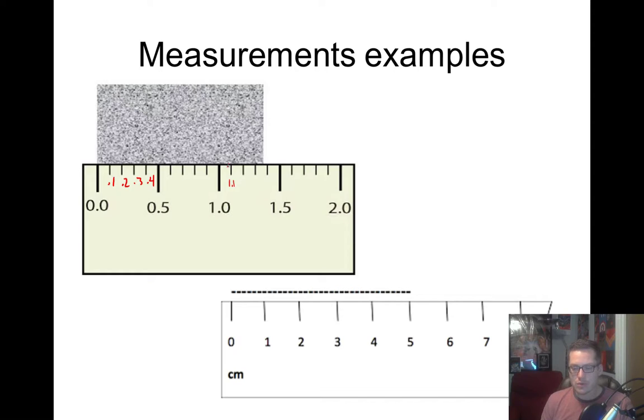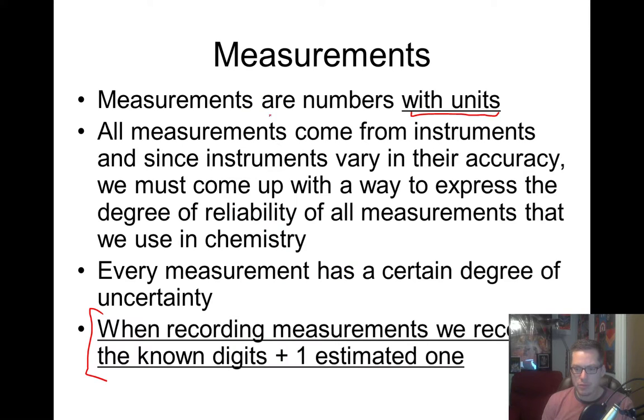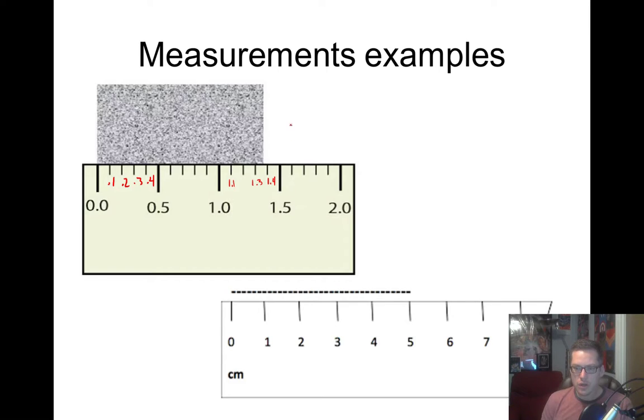When you're making a measurement, you have to think, what do I know for sure? Well, I know for sure that this piece of granite is between 1.3 and 1.4. It's somewhere in between those two values. So that's the known part. Remember, it has to have all the known digits, so we know for sure that this is 1.3. And then we have to do one estimated digit. So we have to make an estimation about where this is between 1.3 and 1.4.